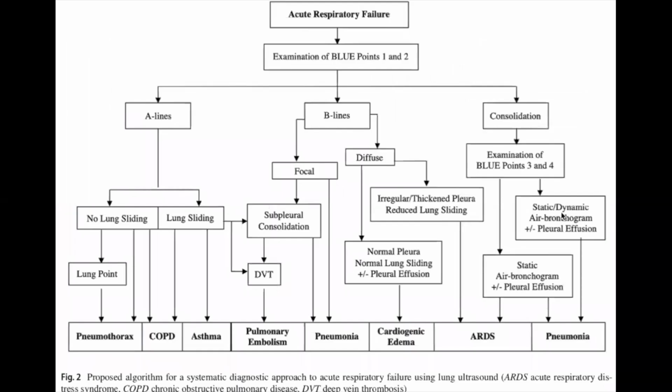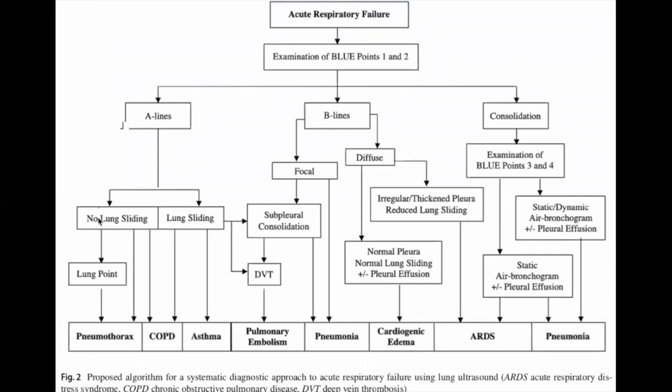So to bring everything together, this was figure 2 from our paper, which is a proposed algorithm for the systematic diagnostic approach to acute respiratory failure using lung ultrasound. So we suggest that following the BLUE protocol, we examine points 1 and 2 to begin with, which is, if you remember, the second intercostal space and the fifth intercostal space on the anterior chest. And just to quickly go through, with A lines, if we were to identify A lines, the next step would be to look for lung sliding.